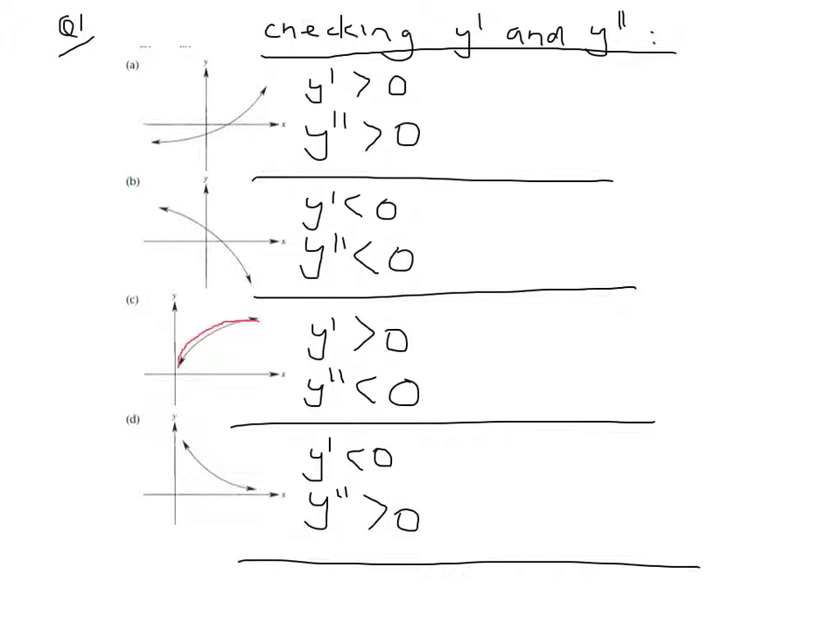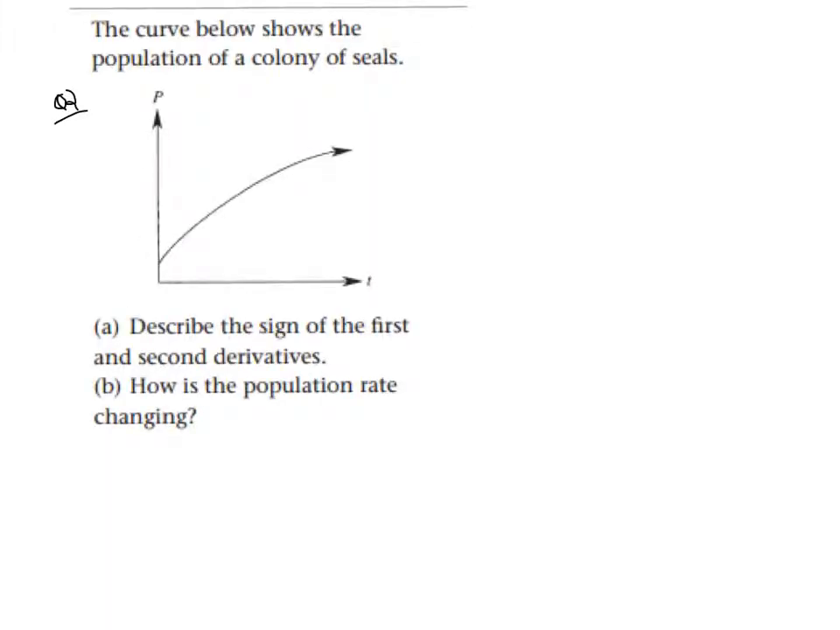Okay, next one. Question 2. The curve below shows a population of a colony of seals. Describe the sign of the first and second derivatives, and then in a sentence, how is the population rate changing? So it's always over time. This time increases from left to right, and this time we're talking about population.